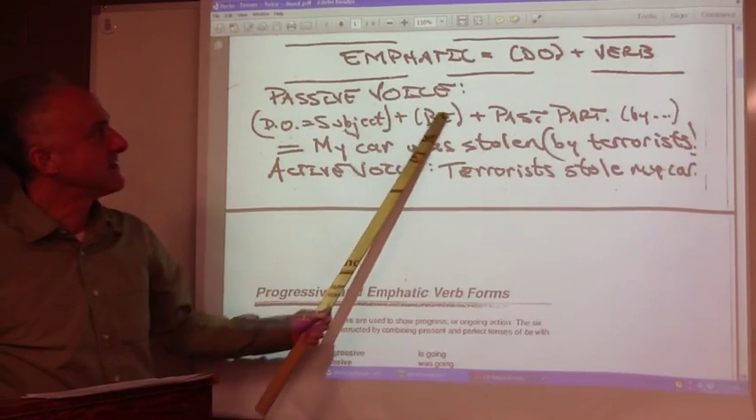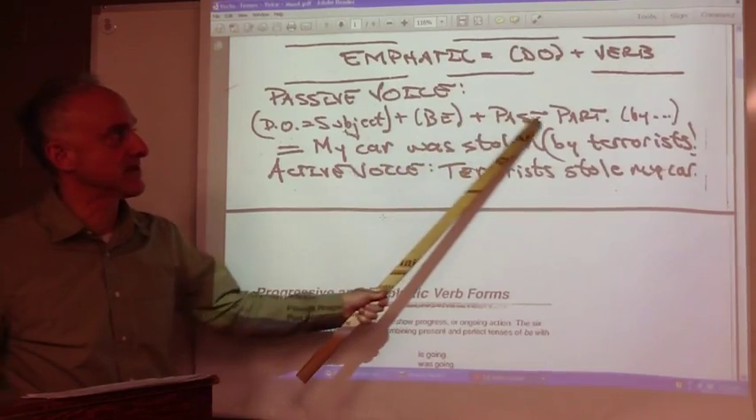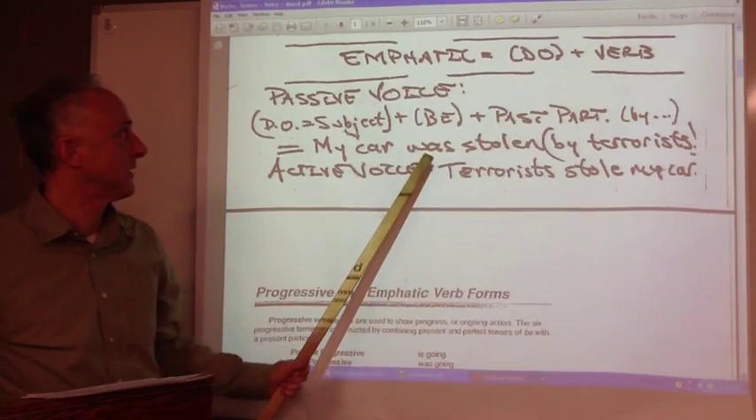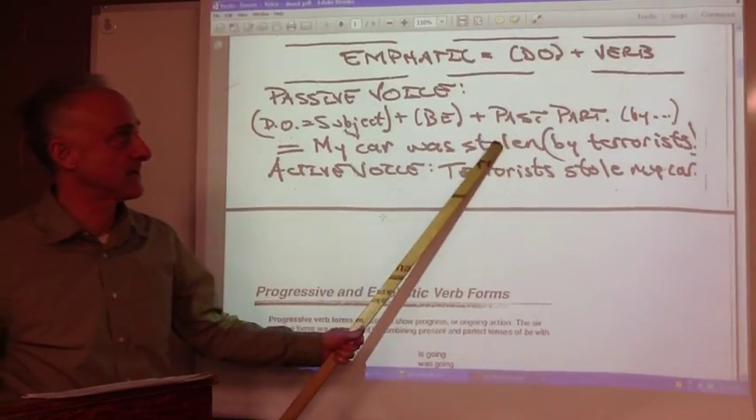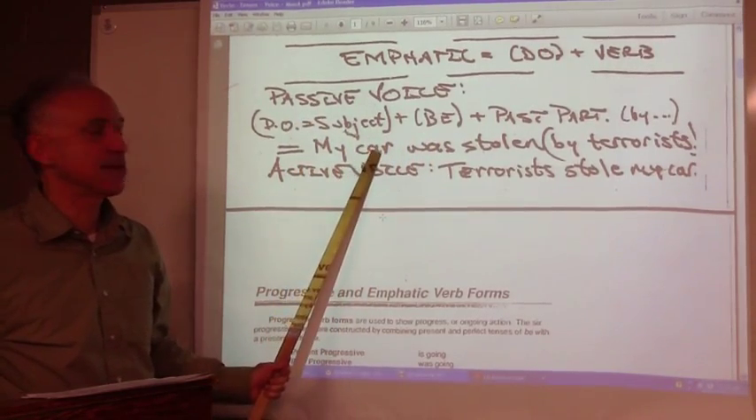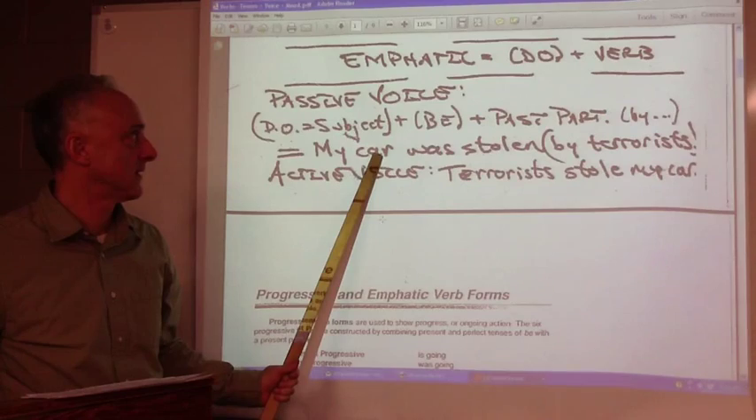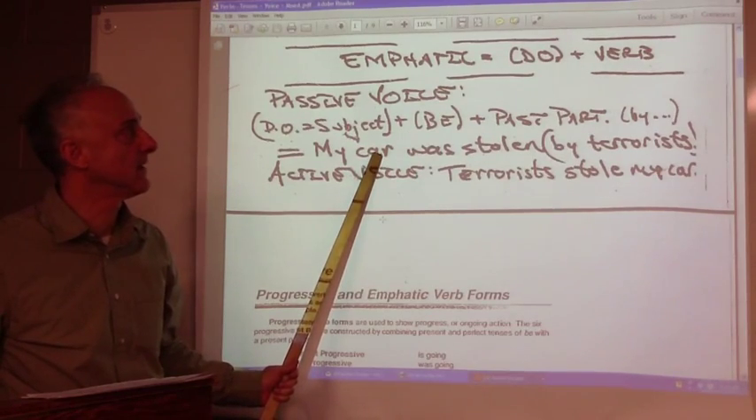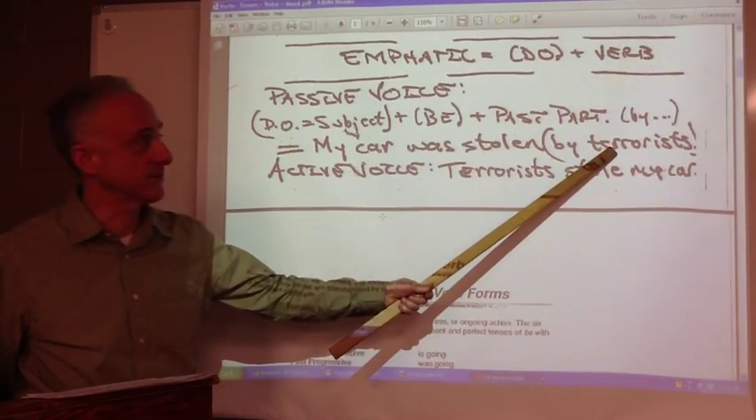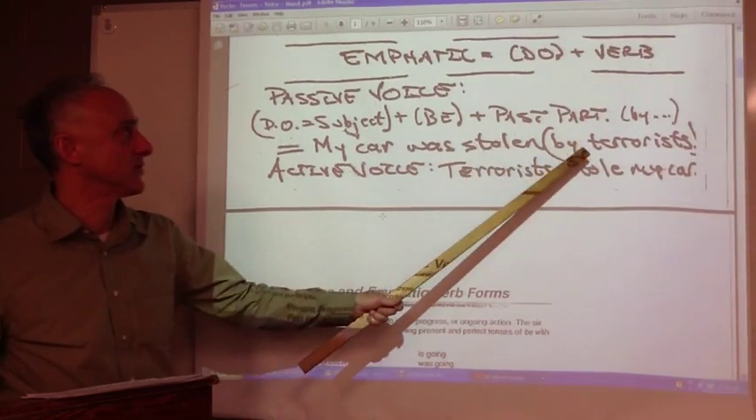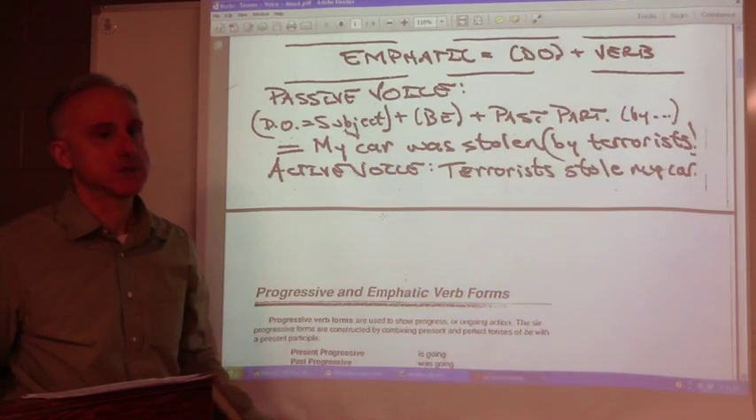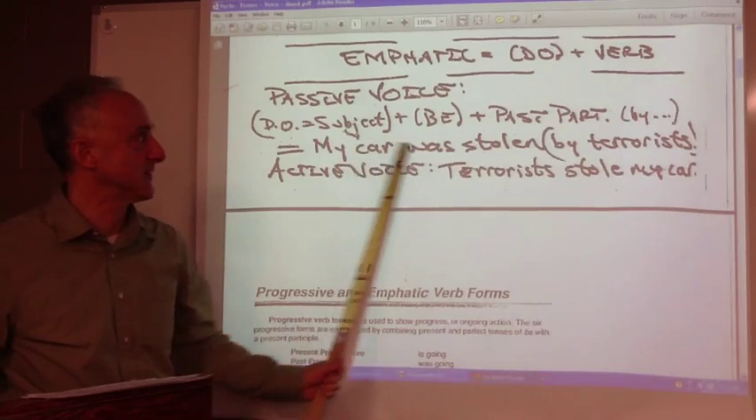Basically the formula is a form of be plus a past participle, right? A form of be plus a past participle. So here's my form of be, here's the past participle. But look, the direct object is in the subject position. The car isn't stealing anything, right? So we're not naming who stole it unless we put a prepositional phrase on there. And it really should be, the terrorist stole my car, right? And that's much clearer, and it's unnecessary to be so wordy.